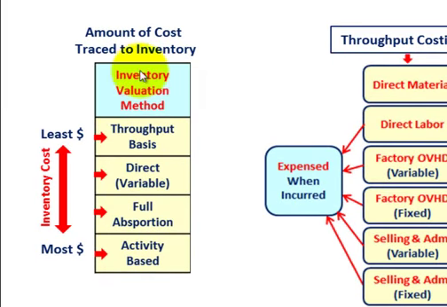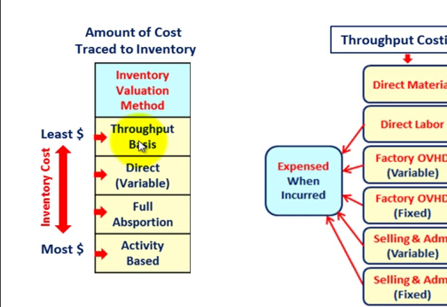What we're going to be going over here is the different inventory valuation methods that we'd be using in cost accounting for evaluating our inventory. And we're going to be looking at the amount of cost that's really traced into the inventory using these different methods. So really we're going to be looking at 4 different methods here. We've got the throughput basis, direct or variable costing, and then absorption costing, and then activity-based costing. And what we're going to be looking at here is those inventory costs.